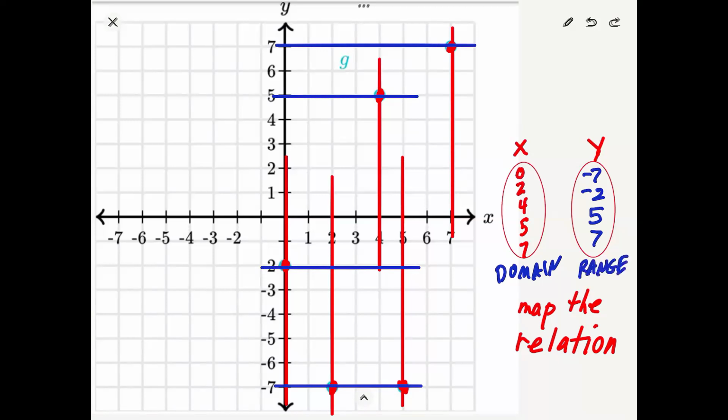Now if you wanted to map it, you can say 0 goes to -2, boom. Then 2 goes to -7, bam. Then 4 goes to 5, boom. Then 5 goes to -7, so we draw that over to -7. And then 7 goes to 7, so it goes straight across. Now you can see that this is a function, and this is the domain, this is the range. This is what you do when the function is discrete.